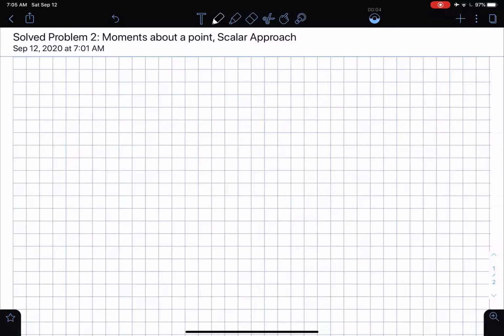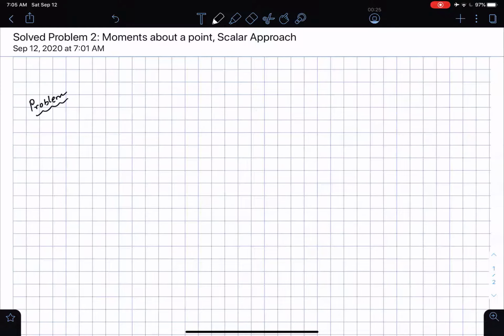I'm going to solve one more problem on moments about a point using the scalar approach, that is, using the right hand rule to obtain the direction of the moments. Okay, so here is a problem. And I have a previous problem on moments about a point using the scalar approach. Please take a look at that too.